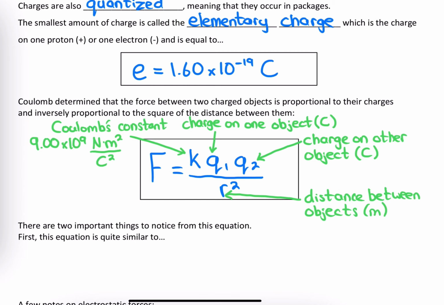Now, looking at this formula, it's probably looking a little familiar, and that's because it looks very similar to Newton's universal law of gravitation, which was Fg equals G m1 m2 over r squared.